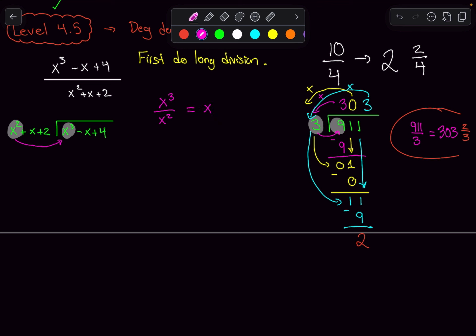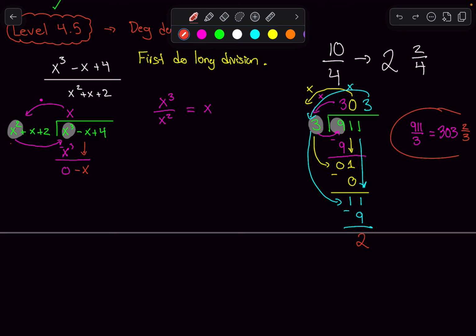X cubed over x squared just simplifies to x. So x squared goes into x cubed x times. We're going to do our multiplication and get x cubed. We subtract, we get 0, and we say, great. And we pull down the rest of this, right? We have a minus x plus 4. Now, you could pull down just one term if you'd like, minus x.